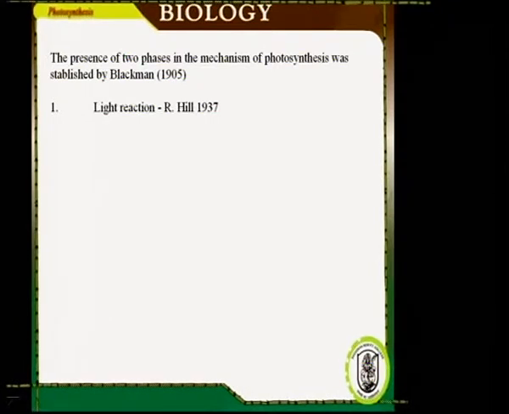exposed isolated chloroplasts to light in presence of certain substances which had the ability to accept hydrogen, and he was able to evolve oxygen. The substances which were used by Hill are now referred to as Hill oxidants.